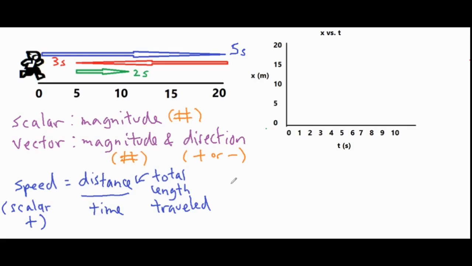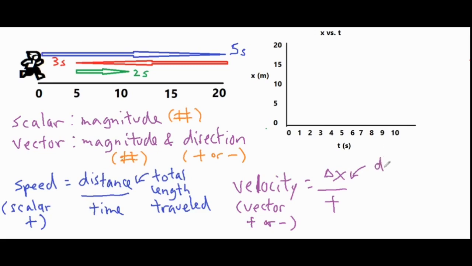Now, for velocity, we are talking about things that are vectors now. So velocity, oops, I almost wrote vector. So velocity is a vector, so it can be positive or negative to show the direction. And this is solved by the delta x over time. So time is just a scalar that cannot be negative, but displacement is also a vector, which means it can be positive or negative.